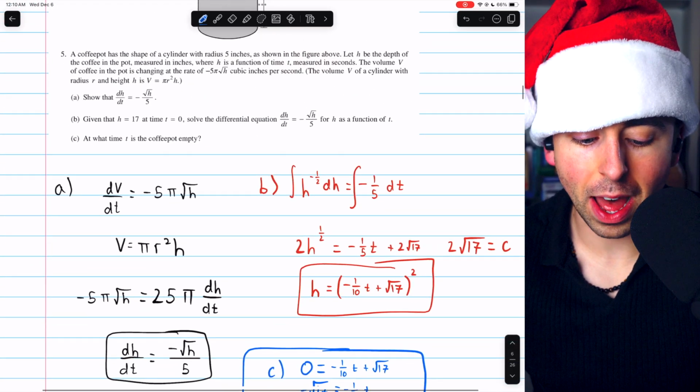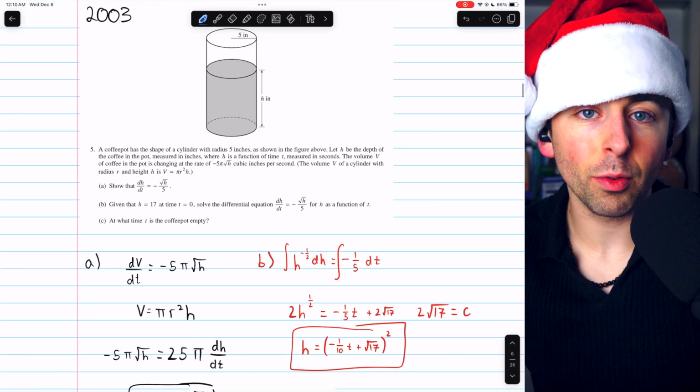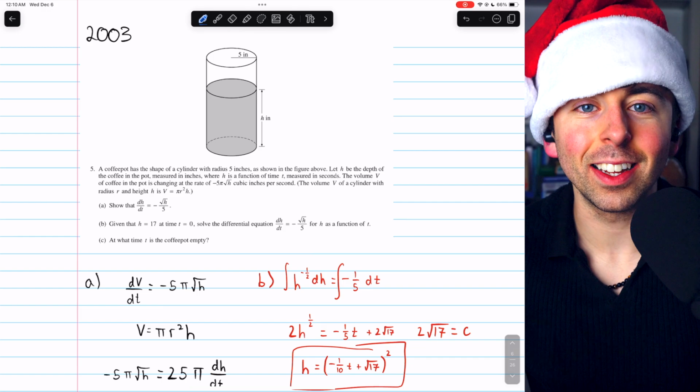to problem 5 from the 2003 AP Calc AB exam.